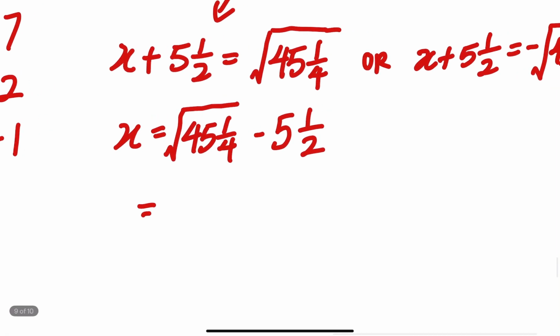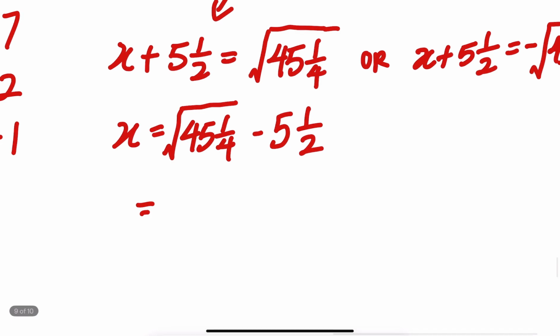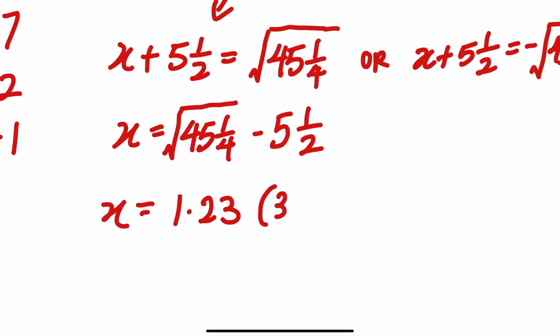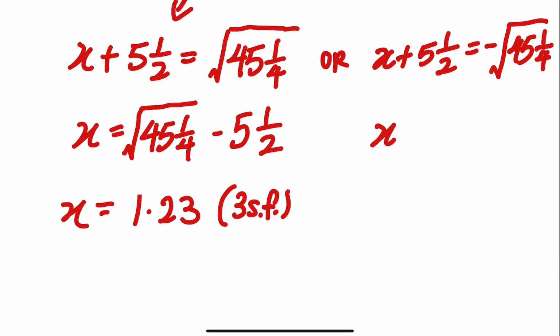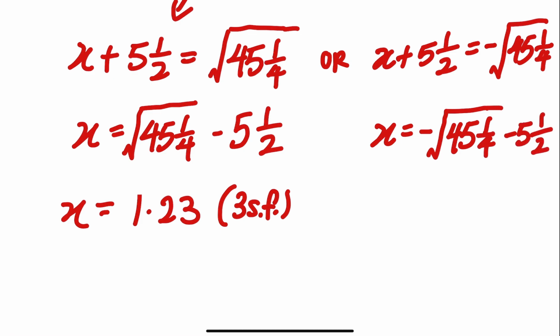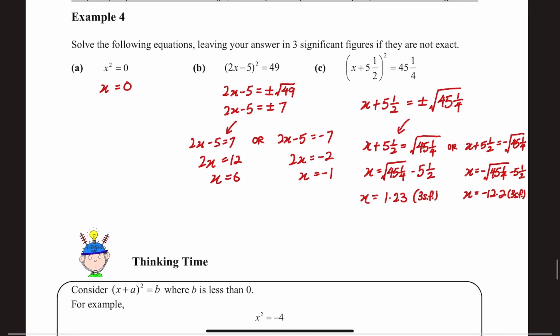Okay, so if you press your calculator and round off correctly, you should get 1.23. Okay, this is to 3SF. Okay, and for the second part as well, x is equal to negative square root of 45 and 1/4 minus 5.5. Okay, so therefore x is equal to negative 12.2, 3SF. Okay, and this is for example 4.